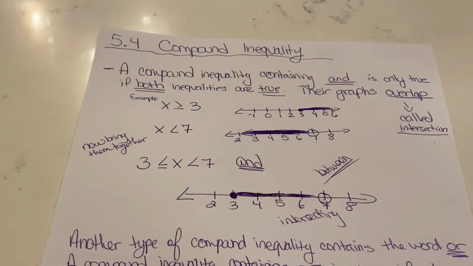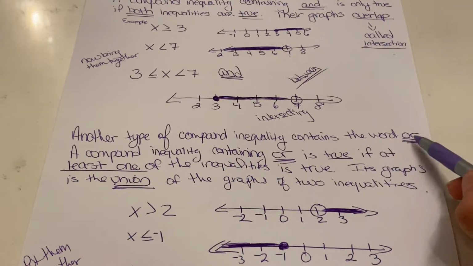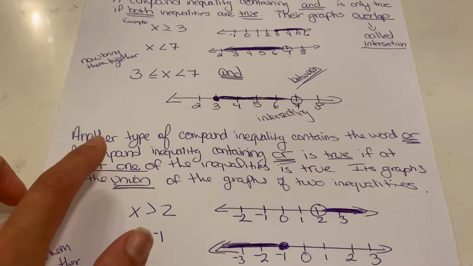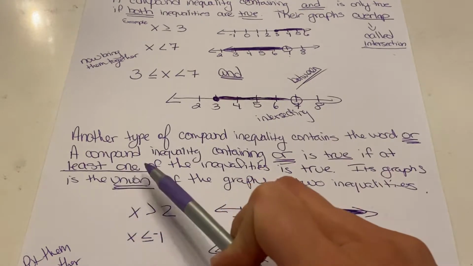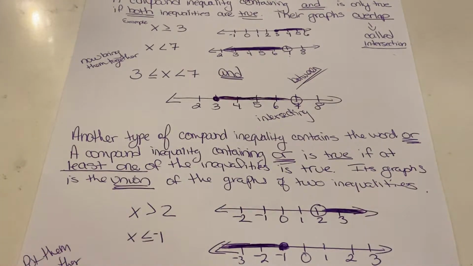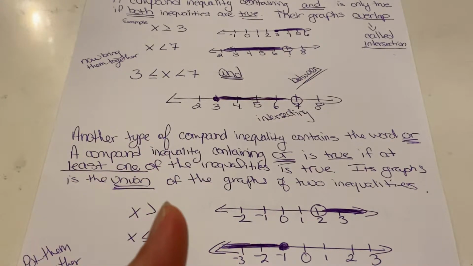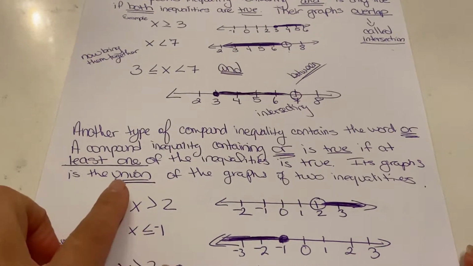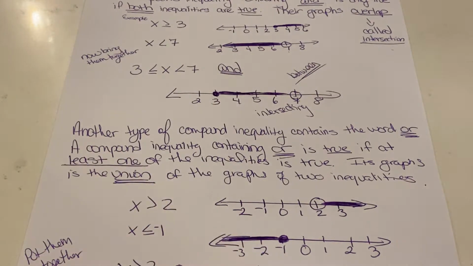All right. Another type of compound inequality is when we have the word or, okay? A compound inequality containing the word or is true if at least one of the inequalities is true. So, for the and, both have to be true because they're represented as overlapping. For an or, only one of them has to be true, okay? Not both, all right? And that's the difference between them. So basically, the graph represents a union of the graphs of two inequalities. It's a union because only one of them has to be true.